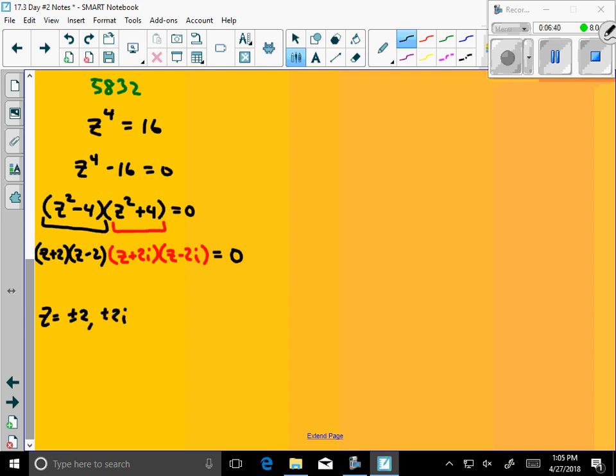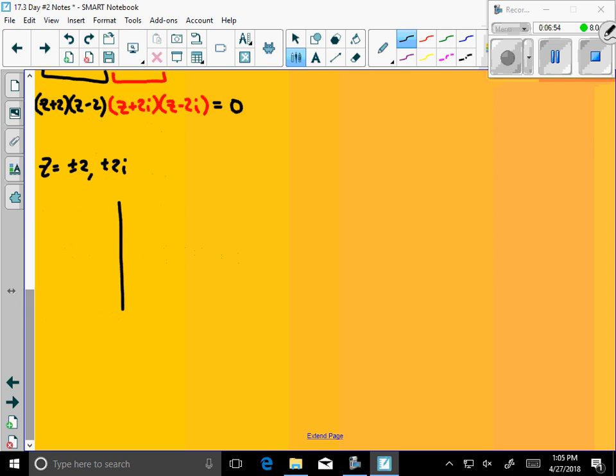So if I were to take any one of those and take them to the fourth power, what would I get? 16. Where do they exist? All right, if I were to plot these on the complex plane, here's the real portion, here's the imaginary portion. What did they form? Well, here's 2, here's 2i, here's negative 2, here's negative 2i. What it forms is a square.